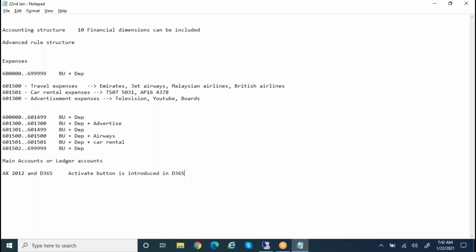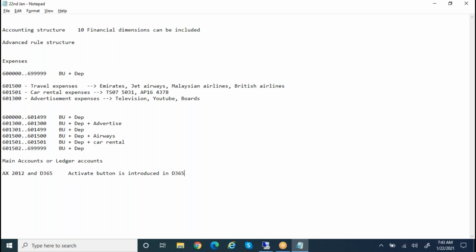So this accounting structure and advanced rule structure will be applicable for every transaction in Dynamics AX. If it is posting from a normal ledger account, a normal transaction, I mean accounts receivable to GL or accounts payable to GL, for any transaction you are posting to finance, the accounting structure and advanced rule structure will mandatorily hit the process.